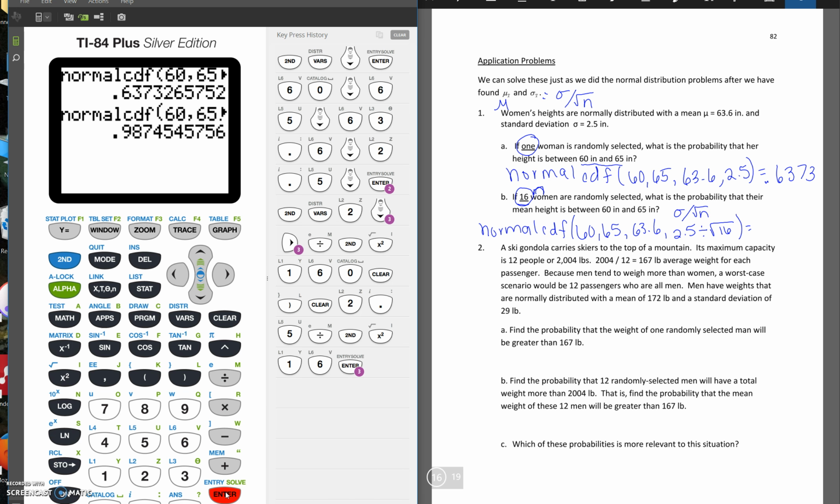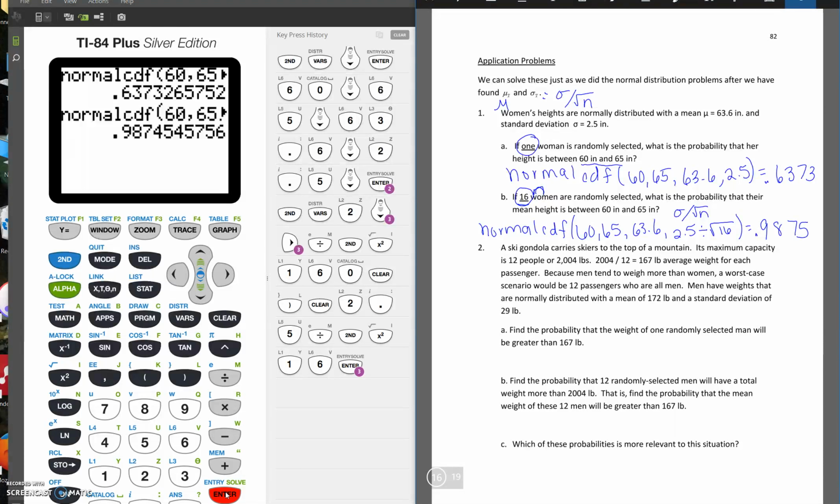And so notice we're going to get a much larger probability for the same thing, but we get 0.9875. Okay, so we're going to look at another example.